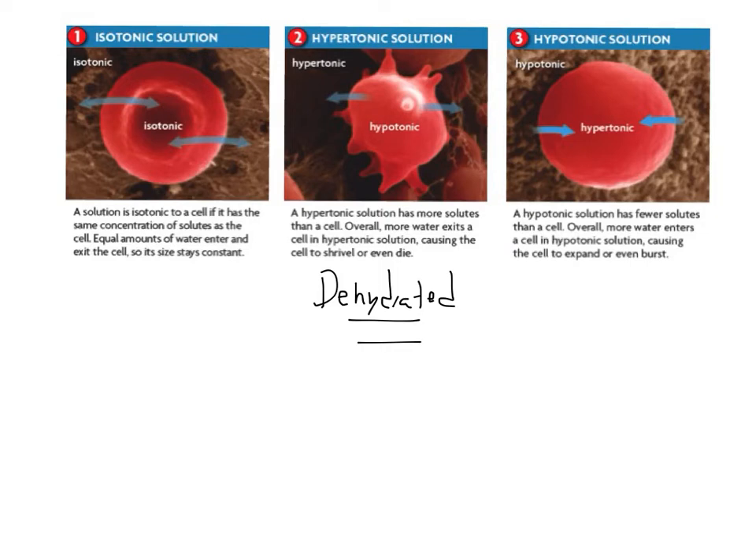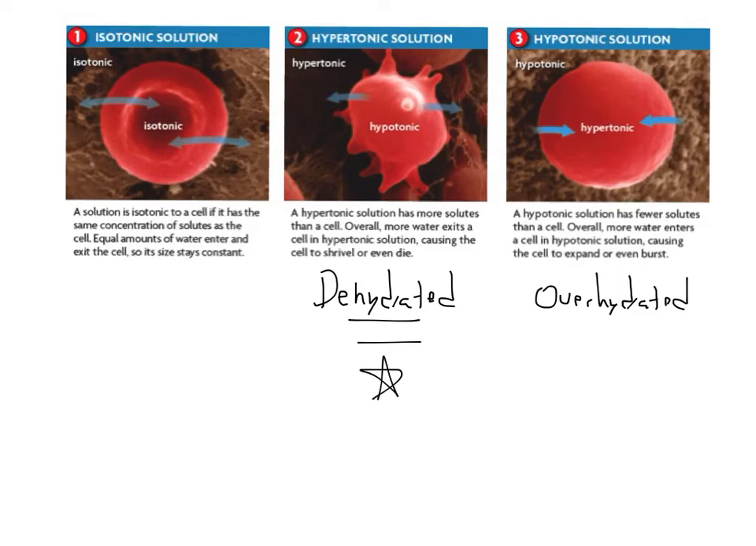In the hypotonic solution, there's a lot of concentration inside and very little outside, so water goes in and causes the cell to swell up and even burst. This could happen if you are overhydrated. Okay?